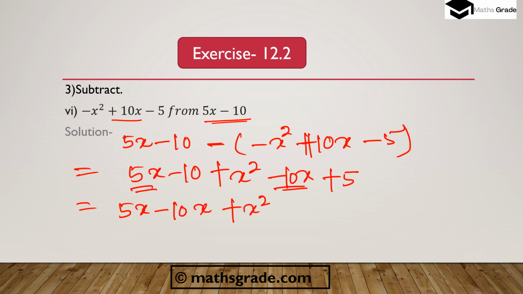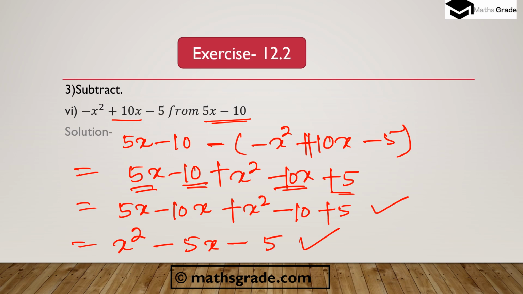Plus x square and minus 10 plus 5. Now this is x square. 5x minus 10x is minus 5x. Minus 10 plus 5: subtract the smaller term from the bigger term, that is 10 minus 5 is 5, and 10 has a negative sign, so we have to put the negative sign before the number 5. So it is minus 5. So x square minus 5x minus 5. So subtracting minus x square plus 10x minus 5 from 5x minus 10 gives x square minus 5x minus 5.